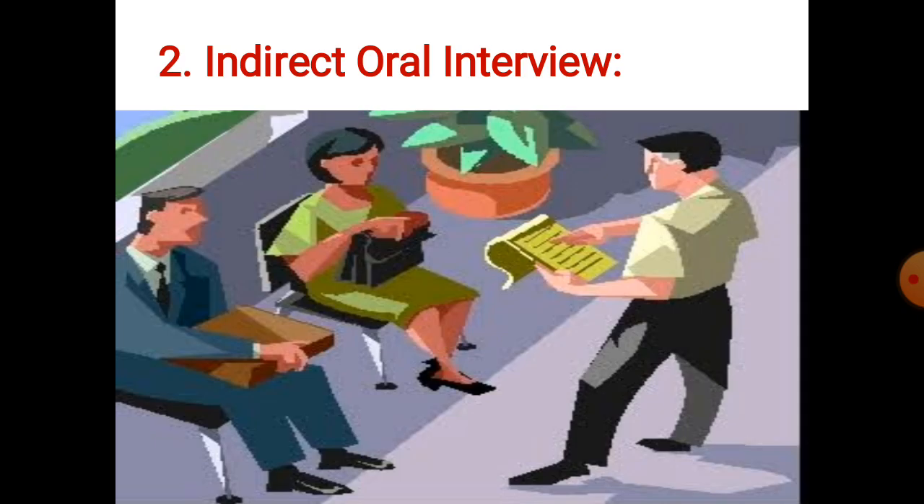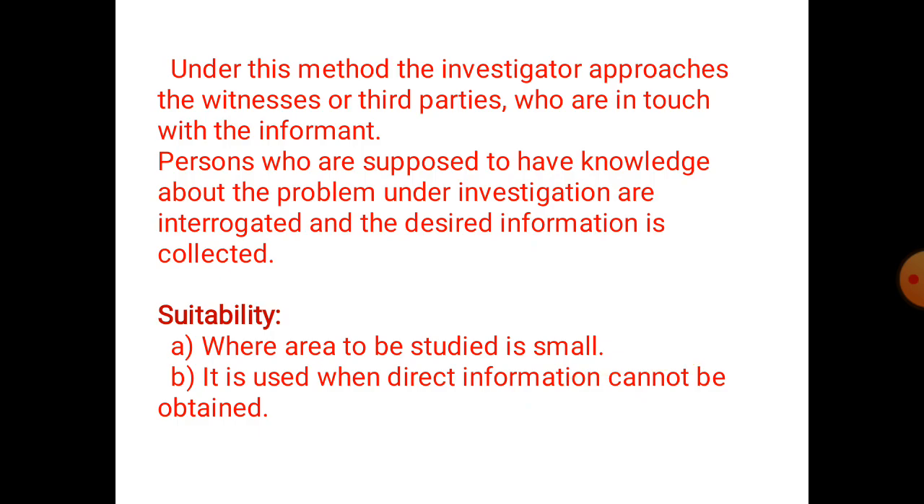Now we will see the second method of collection of primary data, that is indirect oral interview. Under this method, the investigator approaches the witnesses or third parties who are in touch with the informant. If the informant is not ready to give information, then how are we going to collect the information? Under direct personal observation, the investigator directly goes to informants and collects. Suppose the informant himself is not ready to give the information, then how can you collect the data?